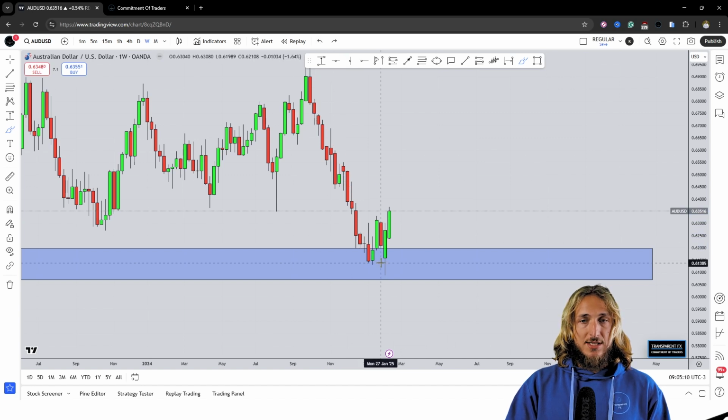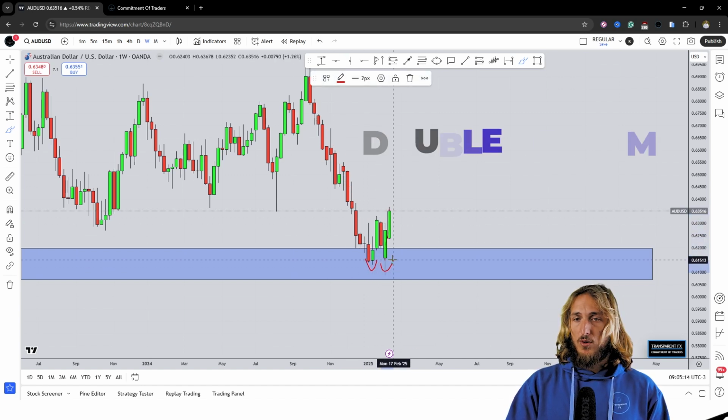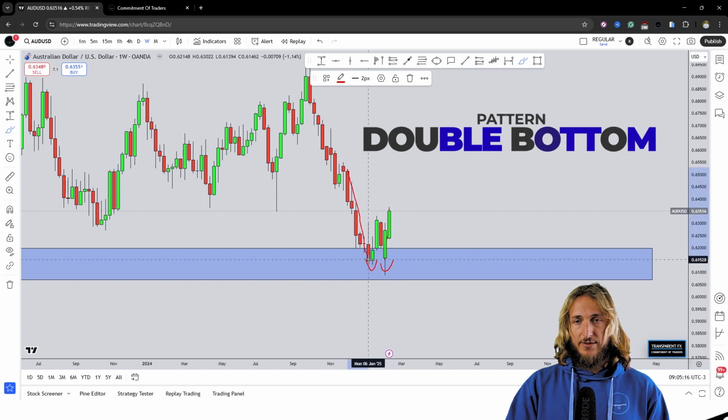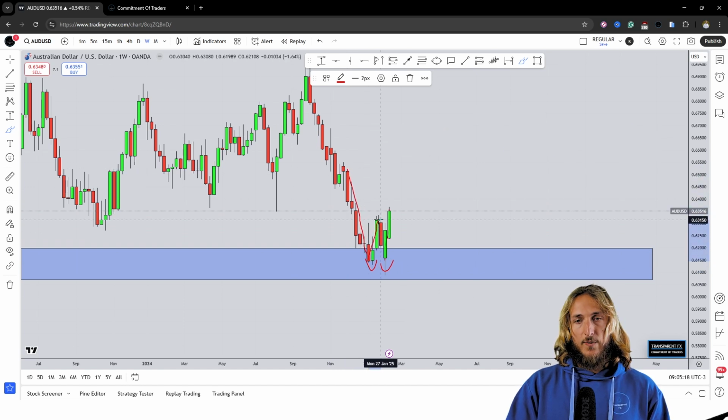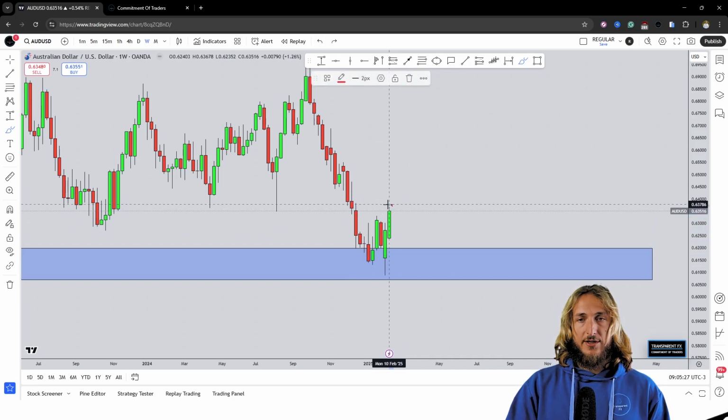What we can notice is that the correction started after the creation of this double bottom. We had first the push to the downside, so the impulse, then the correction, then the market tried continuing lower, however it failed and created a double bottom at the area, and now we have the first higher high, so the break above the previous high.